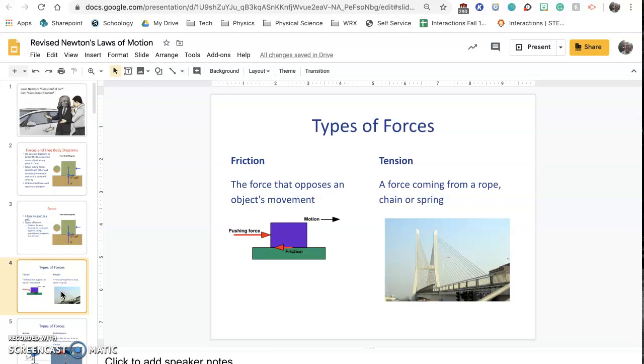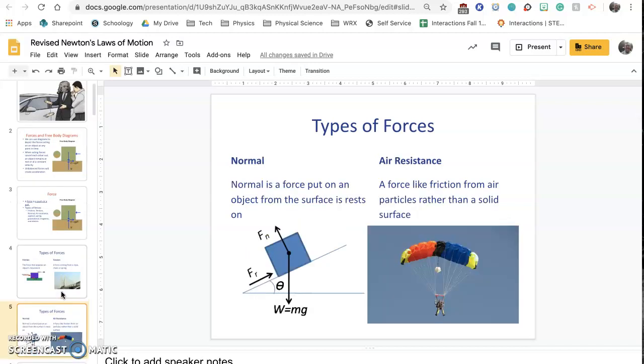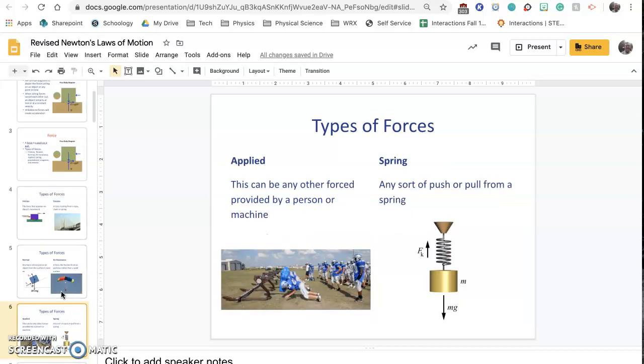Tension might come from a rope if you're using a pulley, or you see them a lot on bridges. Okay, normal force is going to come back a little bit when we start to talk about friction, but it is the force put on an object from whatever surface it's resting on. We have air resistance that comes into play with larger objects, just like we were talking about projectiles in the last unit. Larger surface area is going to make air resistance of increasing importance.